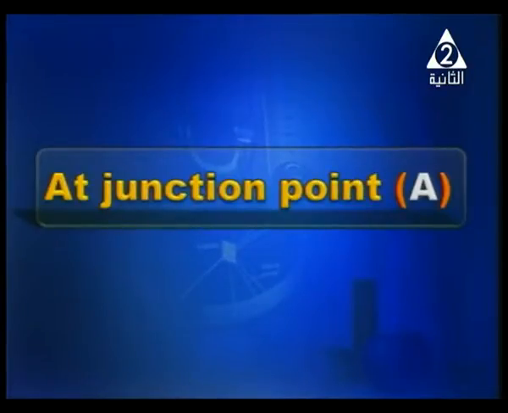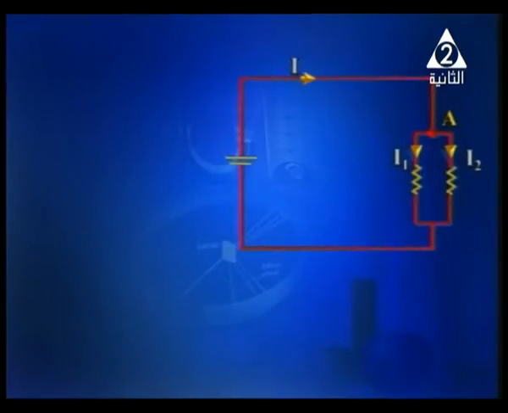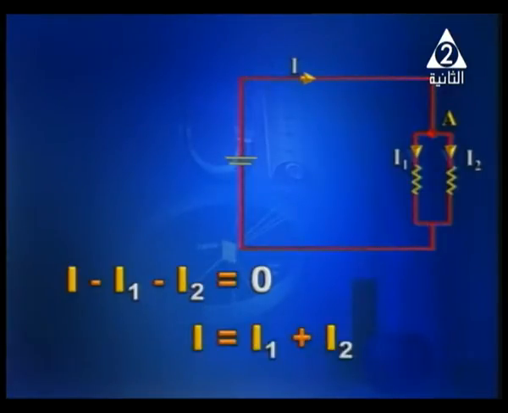At junction point, at node A, in front of you we've got a very simple circuit. The current entering the junction point is I, and the currents leaving are I1 and I2. I should be equal to the sum of I1 plus I2. Or we can say I minus I1 minus I2 equals 0. And also we can say, of course, I is equal to I1 plus I2.